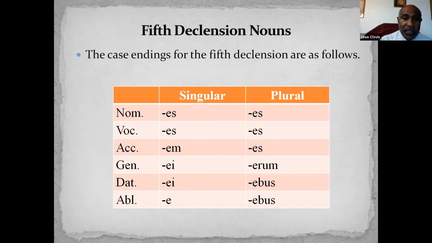So it should be stem plus ES, ES, EM in the accusative, and then EI in the genitive, EI in the dative, as we'd expect. And it's looking suspiciously like the first declension, and then E. And the plural is ES, ES, ES, all three. Erum, okay. There's a room there, and then ibus, ibus. Okay, so I should have had stem in front of each of these. For some reason, I missed it. I'll correct it for next time.